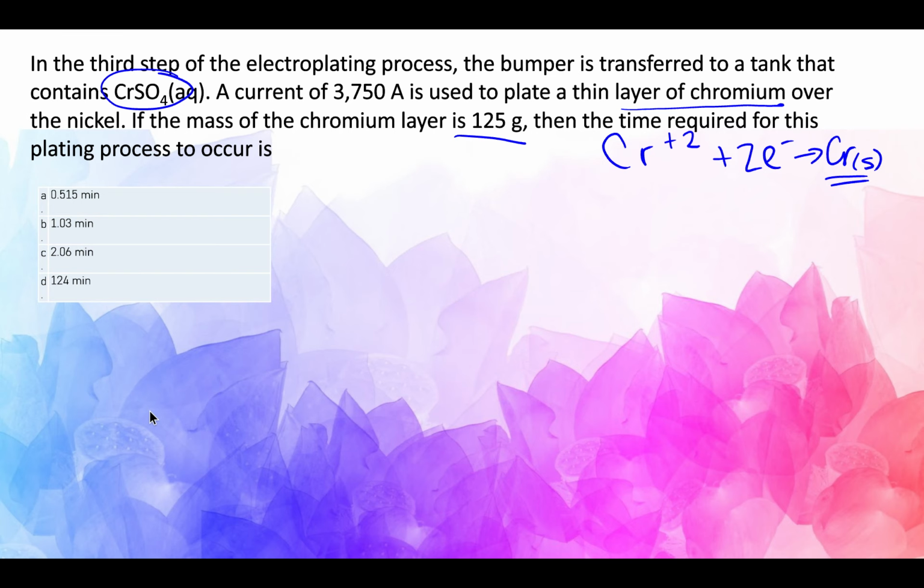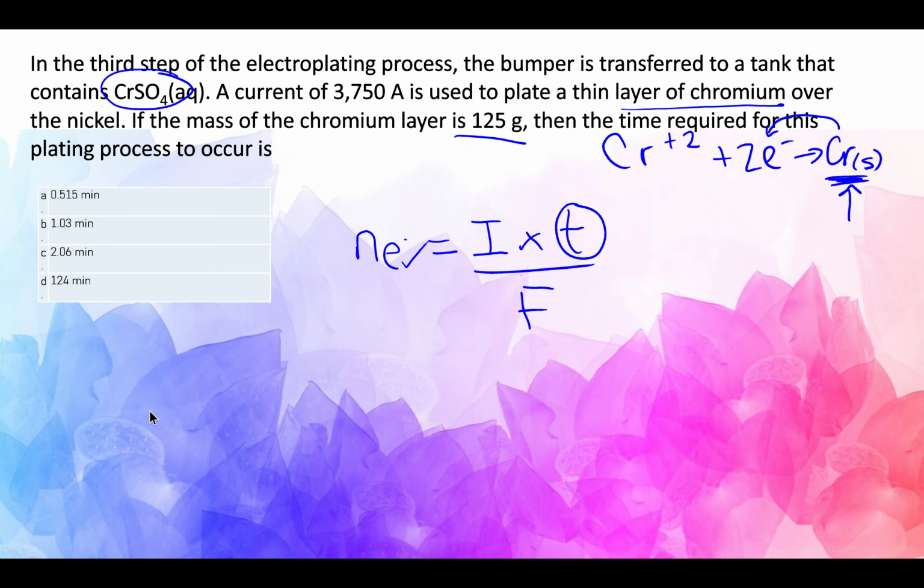So we're going to be using the formula moles of electrons equal the amps times time divided by Faraday's constant, which you can get from the data booklet. So we are going to solve for time. The only missing variable from this equation is moles of electrons, but we can find it because we know how much chromium was plated. So we're going to start with finding moles of chromium, then we'll turn it into moles of electrons using the mole ratio. Then we can take that value and put it in for moles, rearrange this formula, solve for T. So let's go ahead and do that.